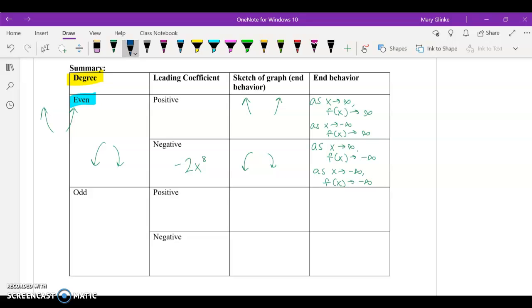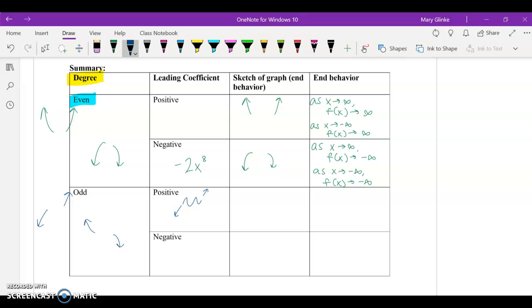Your odd functions are going to be different. It's going to look like either this and this or this and this. So your ends are going to be pointing in opposite directions. So for positive, think about like a positive slope. It points down on the left and up on the right.